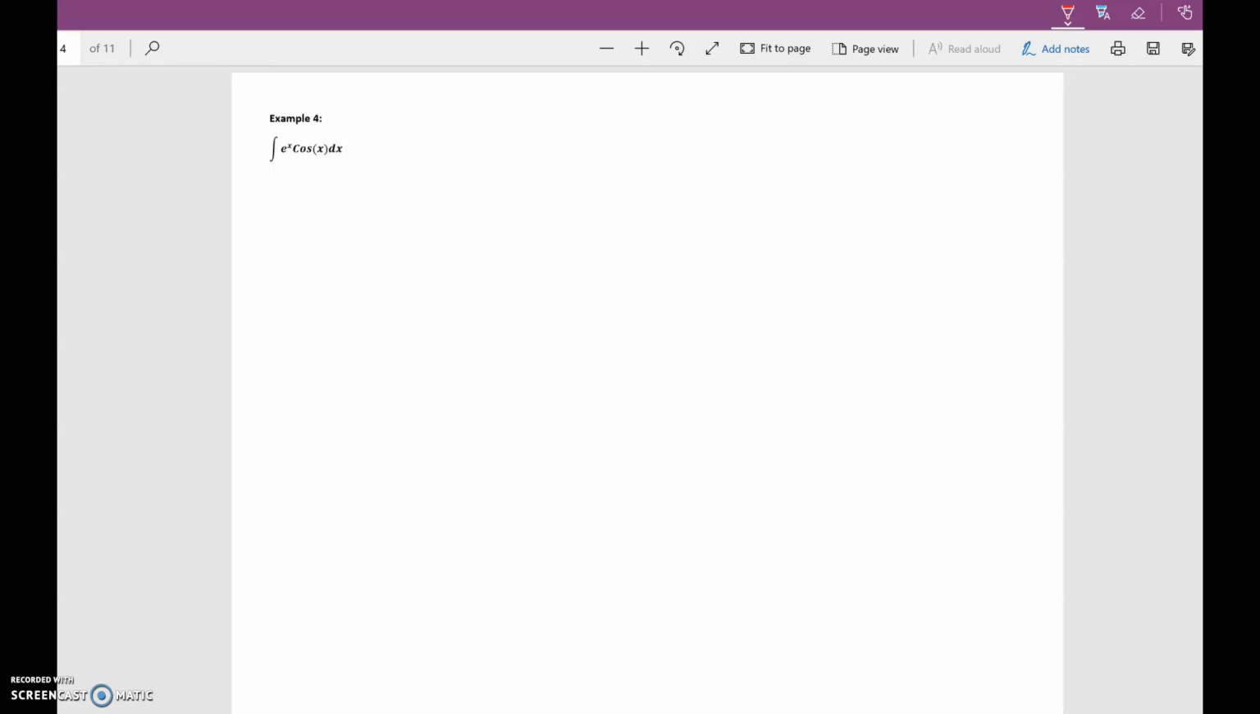Hi class, let's take a look at example 4. Now, this one could be messy. And then here, these type of problems, because you have the e to the x, cosine of x, none of those two are going to differentiate to 0. So you don't have an option of using anything else other than by parts.